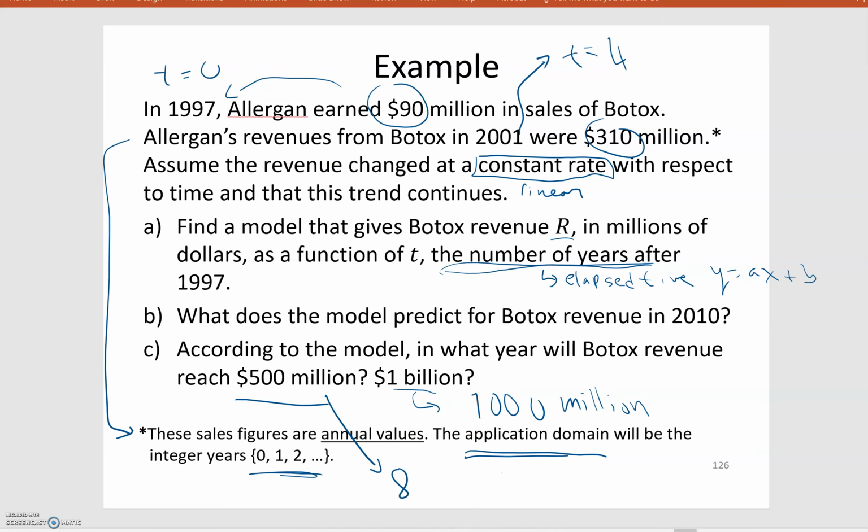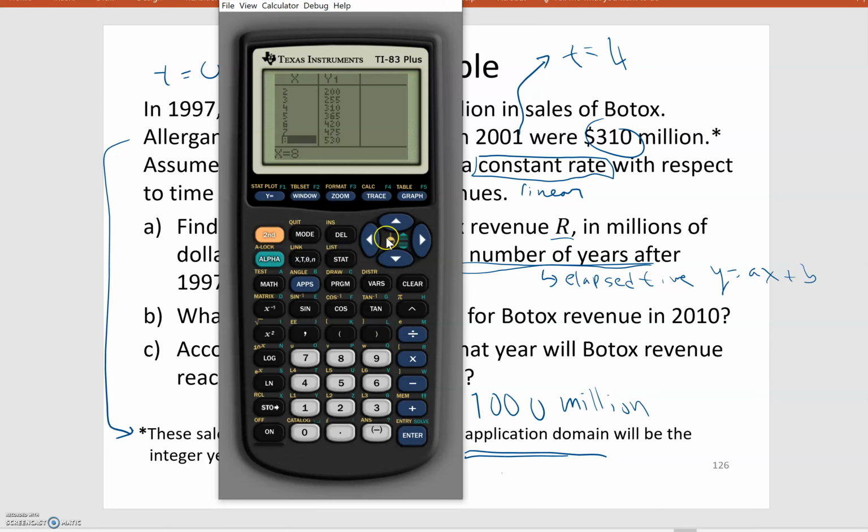Now let's go ahead and do 1 billion as well. So when do we pass 1,000? So I'm just scrolling down, and I pass 1,000 right there in year 17.